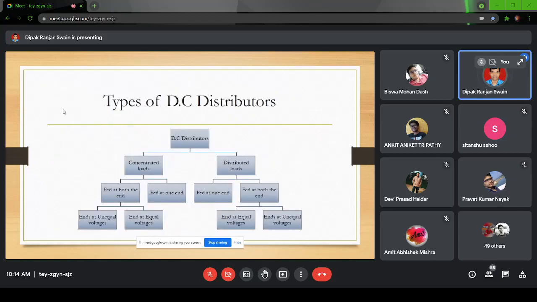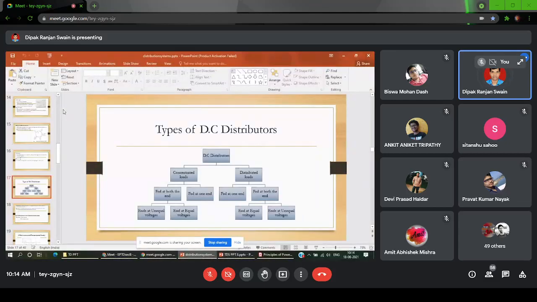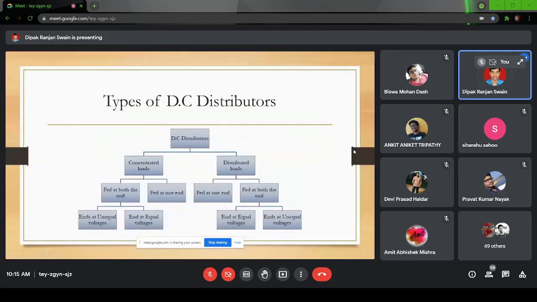Now coming to different types of DC distributors. We'll start with this one and then stop. When we solve DC distribution problems, these are the different types of problems we need to solve. One is the concentrated load type problems, another is the distributed load type problems, and the third is the combination of concentrated loads and distributed loads.